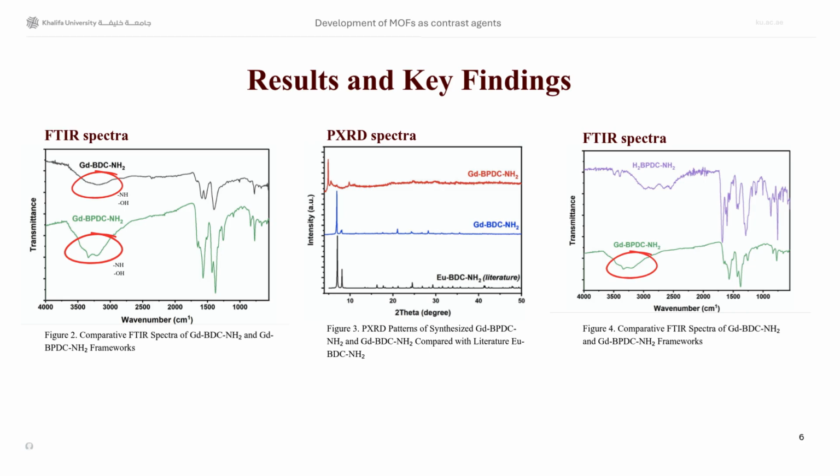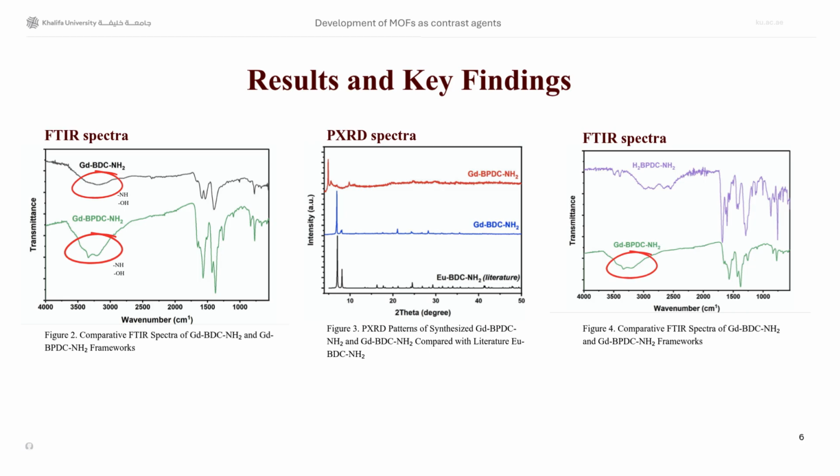Now, the gadolinium BDC-NH2 pattern shows sharp and intense diffraction peaks, especially at low 2 theta values. These sharp peaks indicate high crystallinity and good long-range structural order. The similarity between gadolinium BDC-NH2 and the europium BDC-NH2 literature pattern suggests that the synthesized gadolinium BDC-NH2 may have a related framework structure.